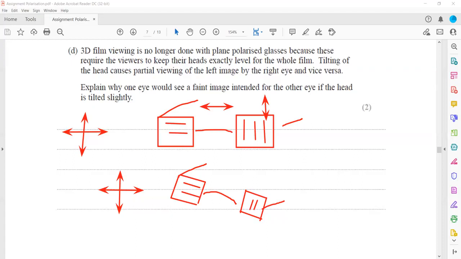Even though this is horizontal, the horizontal component is passing and there is also another component. In the same way, this is vertical, so the vertical component is passing, and again there is also another component. So when a person tilts, the light from one eye has a component in the plane of polarization of the other filter, and the angle between the filter and the plane polarized light has changed. It is intended to be 90, but now it is not 90. That's why we'll see a blurred, faint image. Is it clear?